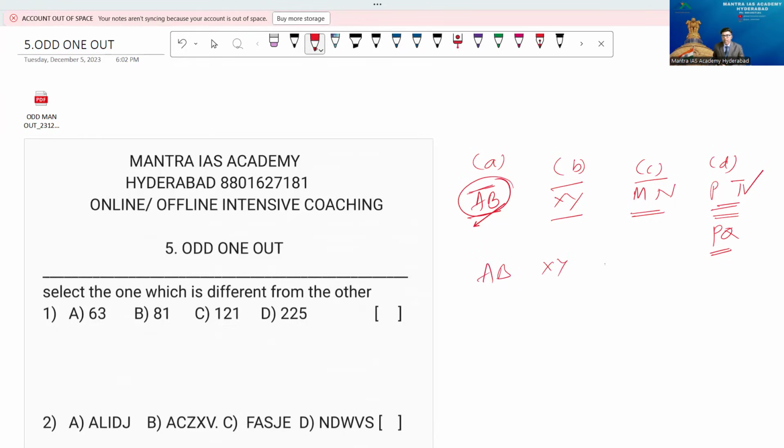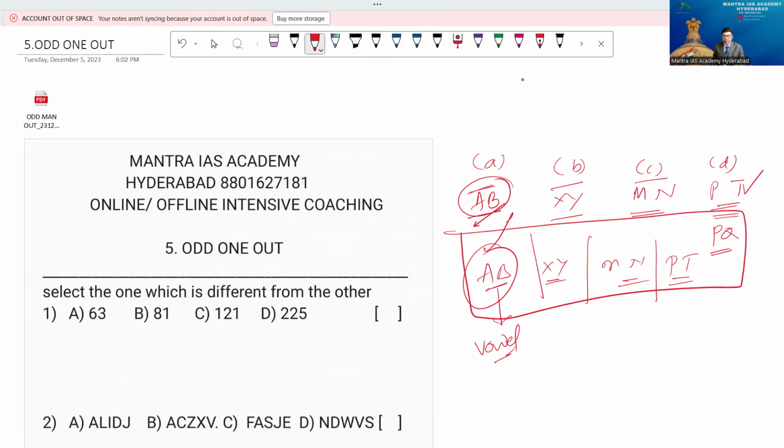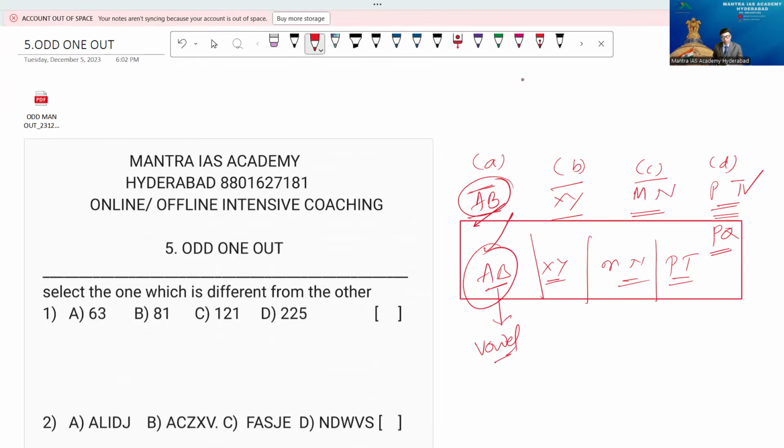AB, XY, MN, and PT, if the concept is there, some people can write the answer is AB. Why, sir? Because in this set of two letters, of course, A is a vowel. So that's the reason, sir, the answer is A. Good, no problem. That means what? One logic should be applicable, but for the same question, different answers should not be there. If in different logics you have different answers for the same question, that question is purely wrong. But in that case also, we have primary and secondary applications. That's a secondary case, right?